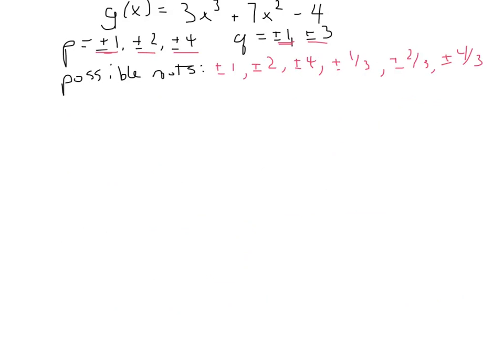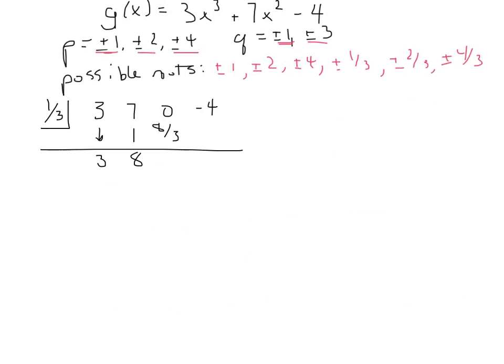So here I'll start off by trying 1/3, because why not? And so I do 1/3, that's 3, 7, 0, don't forget that 0 there, negative 4. And the 3 comes down, that's 3, and that 3 times 1/3 is 1, that's 8, that's 8/3. Now I'm actually going to stop here. Anytime you're using a fraction here, and you end up getting fractions down here, that's a sign that you're not going to get a 0 remainder, so you can go ahead and stop as soon as that happens. And I will go ahead and try 2/3.